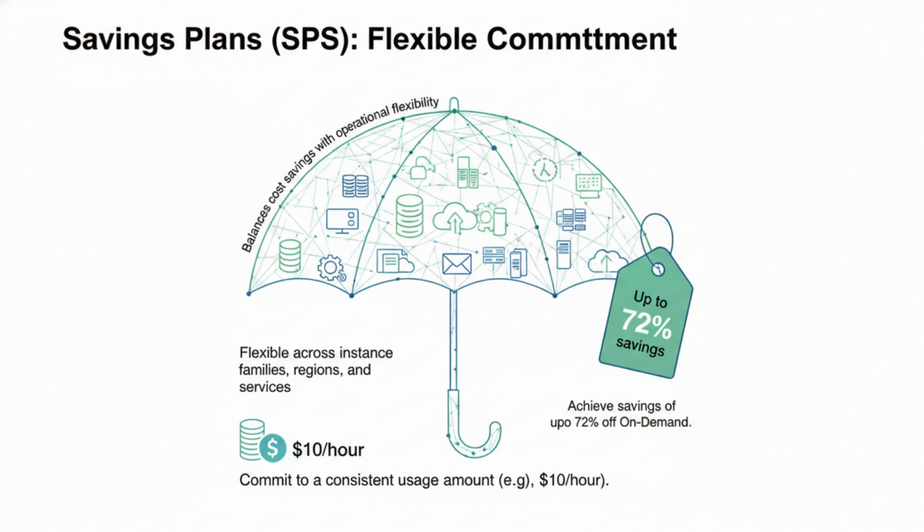Savings plans represent a newer, more flexible evolution of the commitment-based pricing model. Introduced by AWS and now mirrored by other providers, savings plans allow you to commit to a consistent amount of compute usage, measured in dollars per hour, for a 1-year or 3-year term. The key difference from RIs is that savings plans apply across various instance families, regions, and even services, like EC2, Fargate, Lambda for AWS, offering much greater flexibility. You can achieve savings of up to 72% compared to on-demand prices.